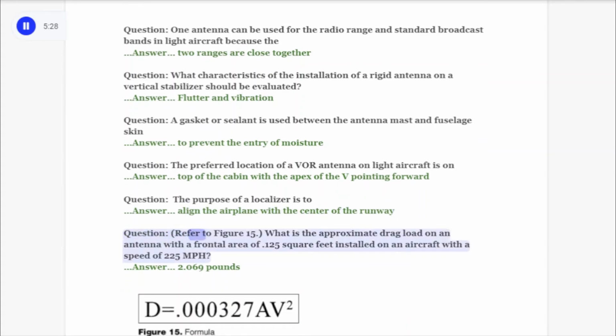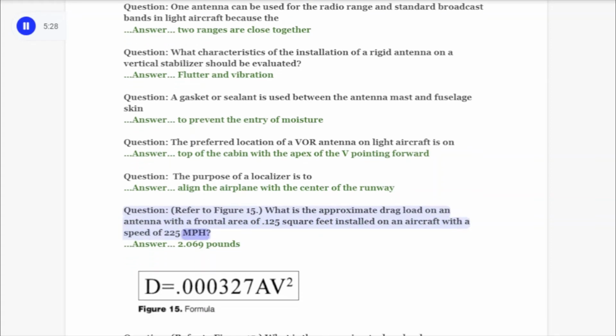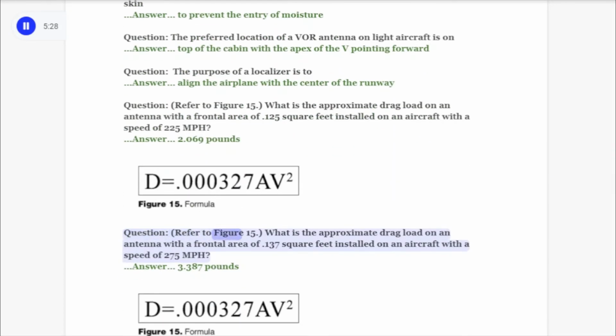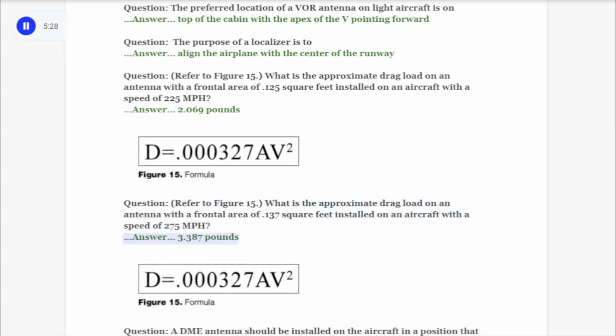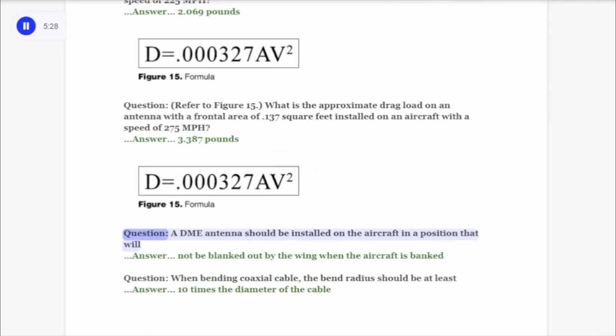Question: refer to Figure 15. What is the approximate drag load on an antenna with a frontal area of 0.125 square feet installed on an aircraft with a speed of 225 miles per hour? Answer: 2.069 pounds. Question: refer to Figure 15. What is the approximate drag load on an antenna with a frontal area of 0.137 square feet installed on an aircraft with a speed of 200? Answer: 3.387 pounds.